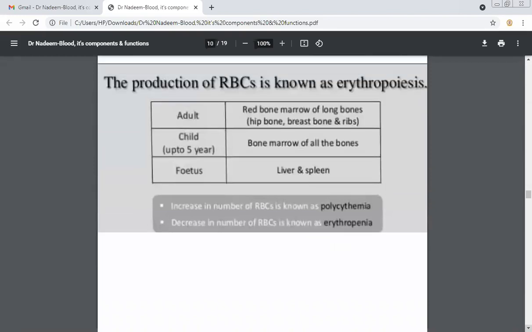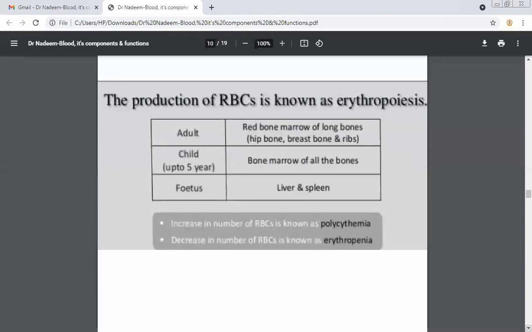Now, what is erythropoiesis? It's connected to the RBC. For production, the synthesis of RBC is known as erythropoiesis. It can be easily remembered because erythrocytes are known as RBC. So erythropoiesis means the synthesis or production of RBCs.